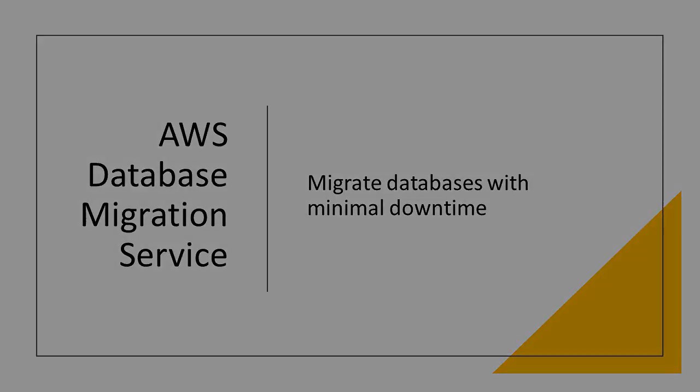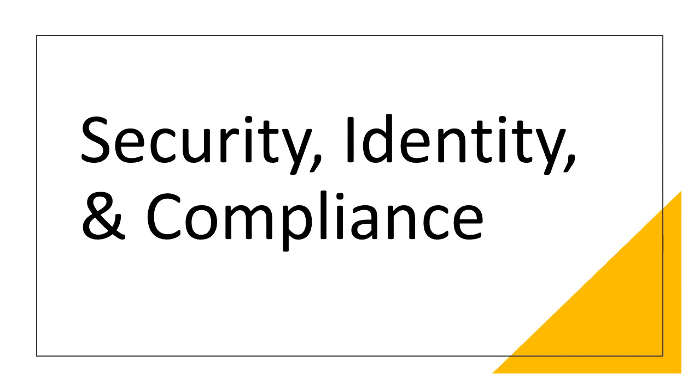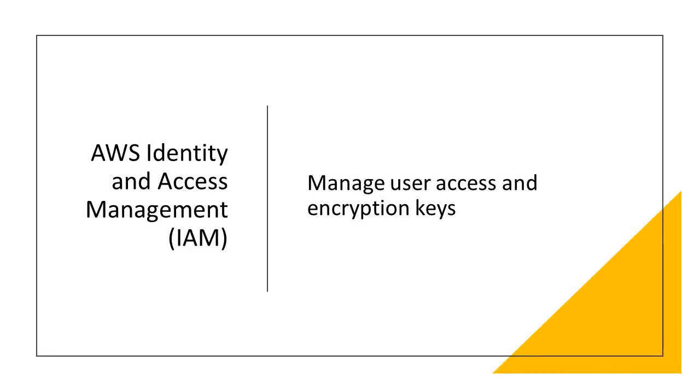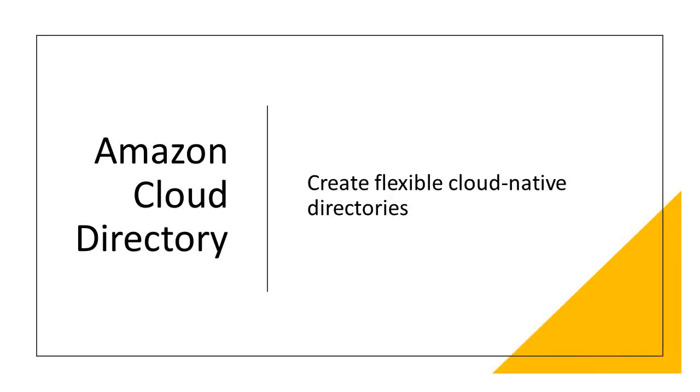Now we will go through the services related to security, identity, and compliance in Amazon Web Services. AWS Identity and Access Management Service. AWS Identity and Access Management, IAM, enables you to manage access to AWS services and resources securely. Using IAM, you can create and manage AWS users and groups, and use permissions to allow and deny their access to AWS resources.